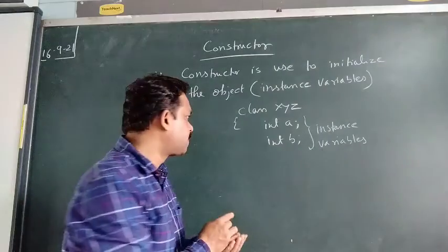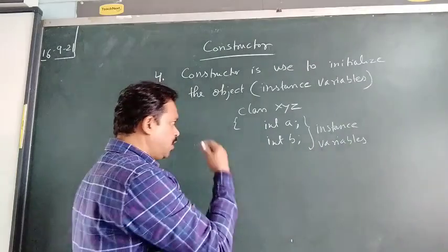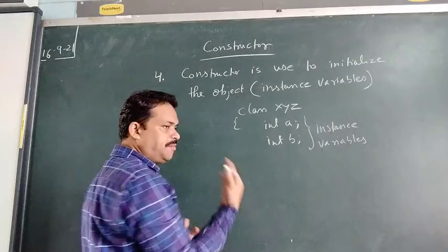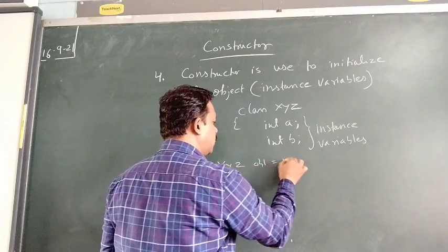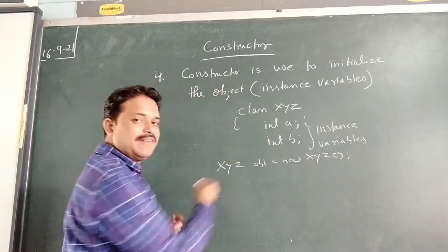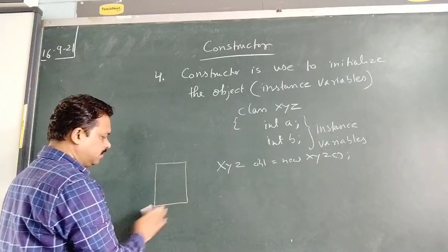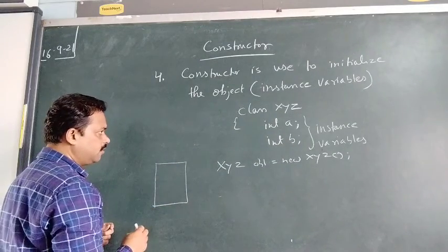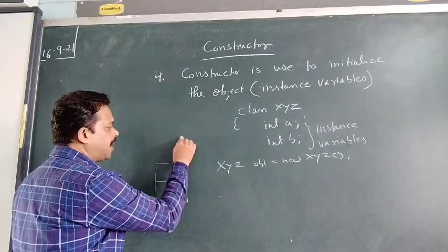For example, this is the class, these are the variables. If you are making any object, how do we make the object? We know that XYZ OB1 equal to new XYZ. So what will happen internally? The system will allocate memory. A computer will allocate the memory of total 8 bytes.